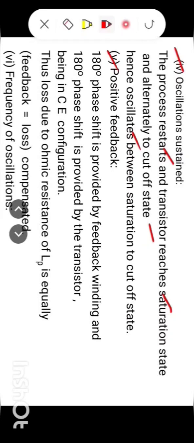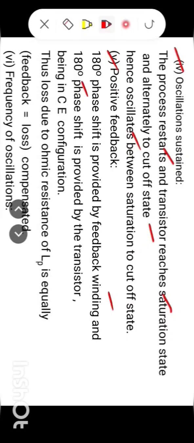Fifth, positive feedback. 180-degree phase shift is provided by the feedback winding and 180-degree phase shift is provided by the transistor itself, being in common emitter configuration. Since we know in a transformer 180 phase shift is introduced between primary and secondary, and also a transistor used as a common emitter amplifier has input and output signals out of phase, a total 360-degree phase shift is provided by the circuit. Therefore we say it is positive feedback.